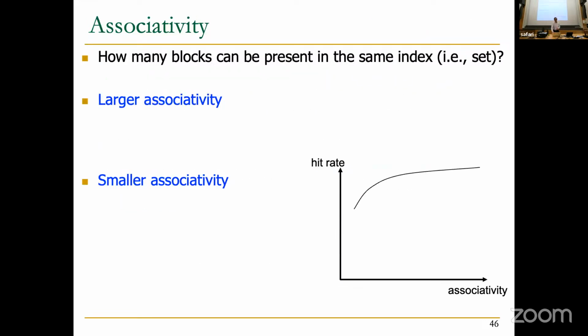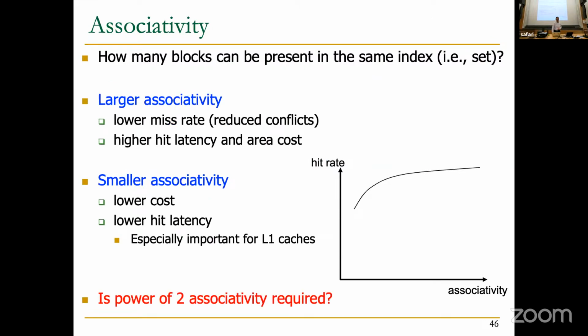Okay, associativity, we've already seen this graph, so I'm going to skip this, but I will handle this question. Maybe someone can answer. So basically, we know that larger associativity has benefits and diminishing returns. Smaller associativity is not good for hit rate, but hit latency is important, so it enables lower latency. But a fun question to answer is, do you need a power of 2 associativity?